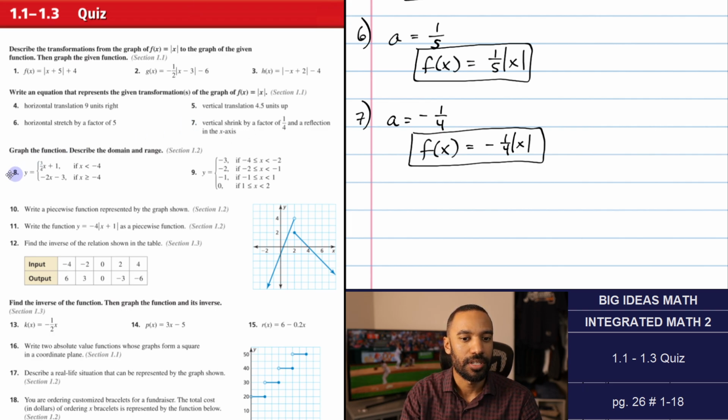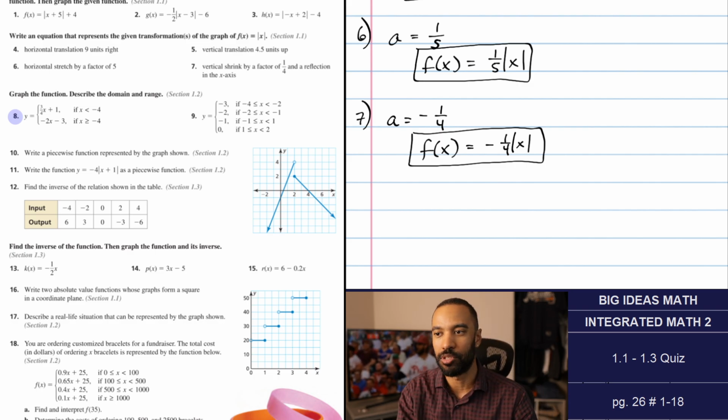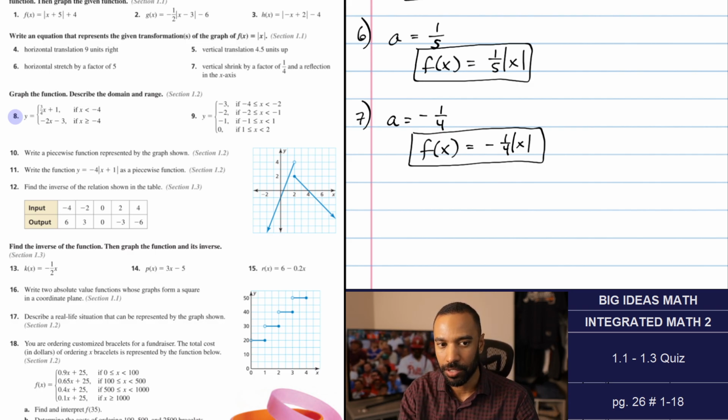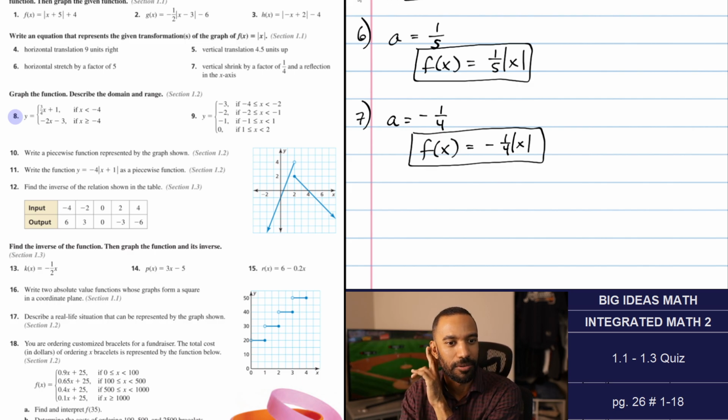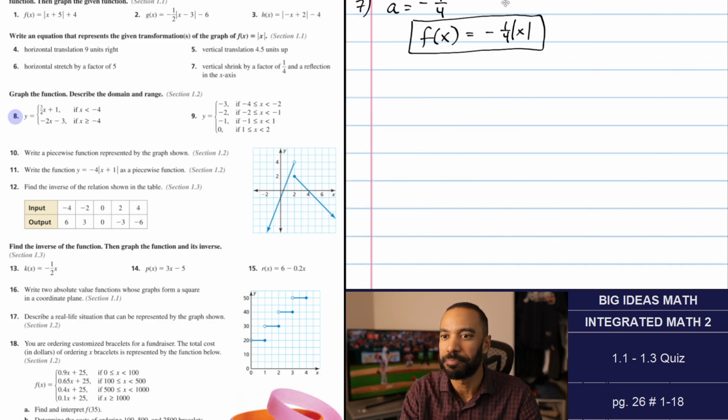Okay, numbers 8 and 9, we are going to graph these piecewise functions. This is section 1.2, and then we will describe the domain and range. Oh, I guess range is going to be new. I was going to say the domain is likely all real numbers, but I take it back. Here's a piecewise function that is not.